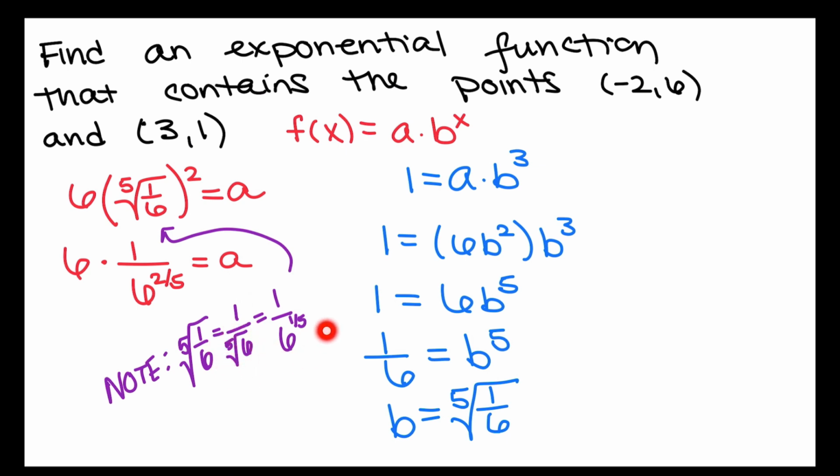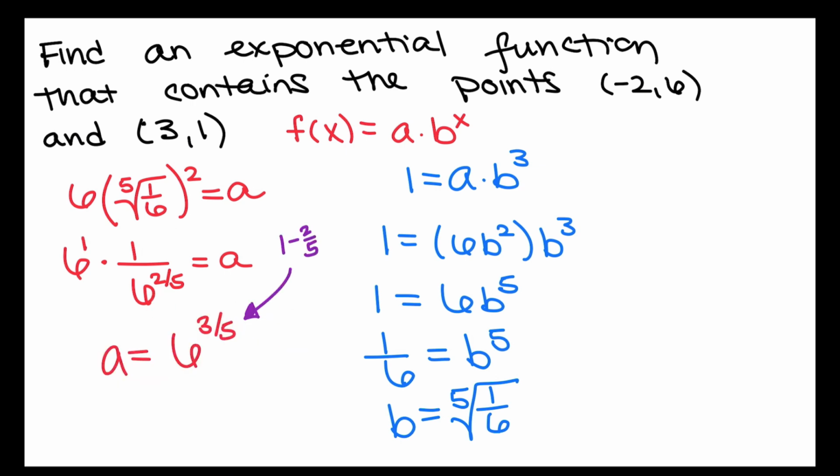And we can rewrite that fifth root as a 1/5 power. So this is the same as 1 over 6 to the 1/5. And if we square that, that becomes 1 squared is 1, over 6 to the 2/5. So a is going to be 6 times 1 over 6 to the 2/5. Technically, this is division. I have 6 divided by 6 to the 2/5.